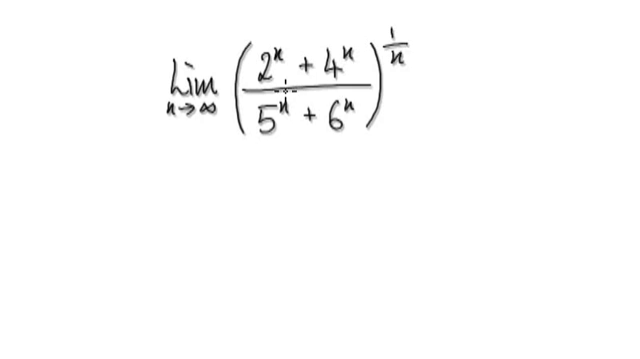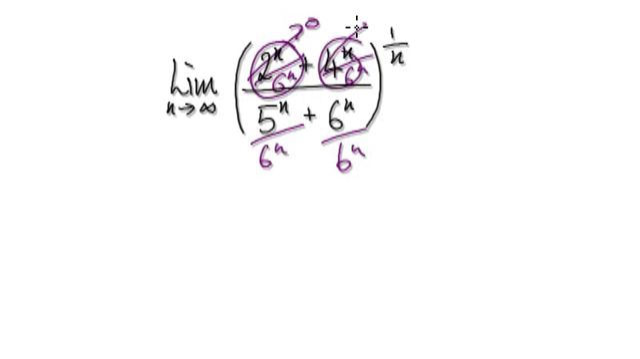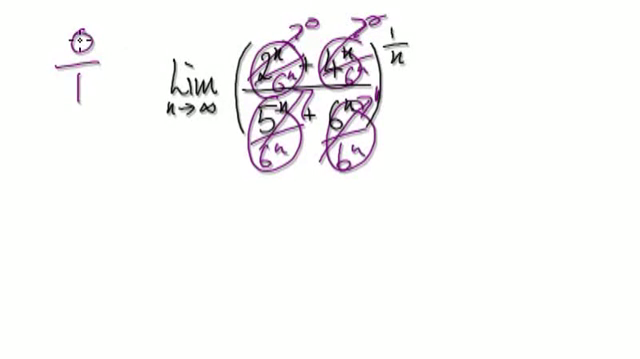Okay, so to do this, you can't simply divide everything by the highest. You can't simply do this. Divide by 6 to the power of n, 6 to the power of n, 6 to the power of n. This one here will head towards 0. This one here heads towards 0. This here heads towards 1. So here you've got 0 over 1, which is okay.